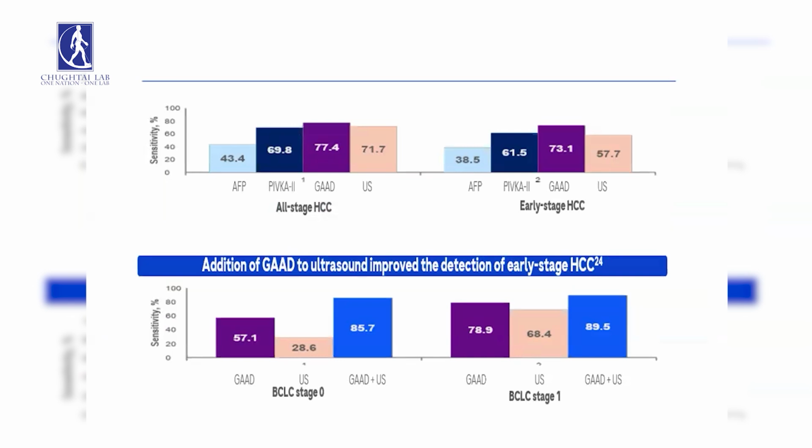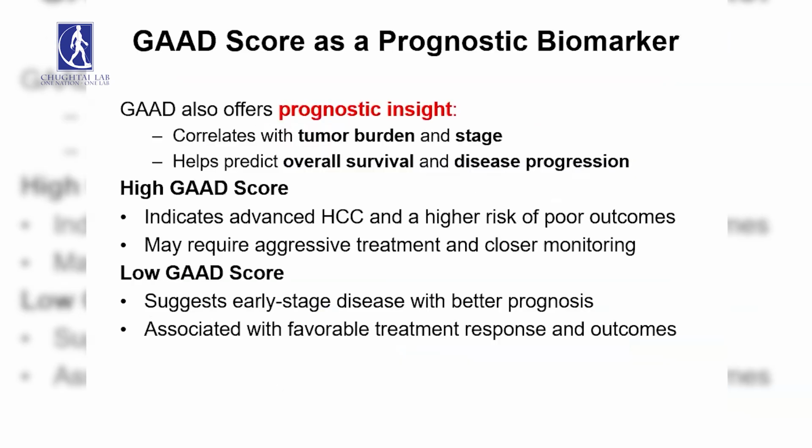In all stages of hepatocellular carcinoma, the sensitivity is about 77.4%. In early stage, the sensitivity of GAAD is 73%. And in early stage of the carcinoma, GAAD with ultrasound improves the sensitivity to about 85%. And in stage 1, GAAD with ultrasound improves the sensitivity to 89.5%. So it can be used as a prognostic biomarker in hepatocellular carcinoma.